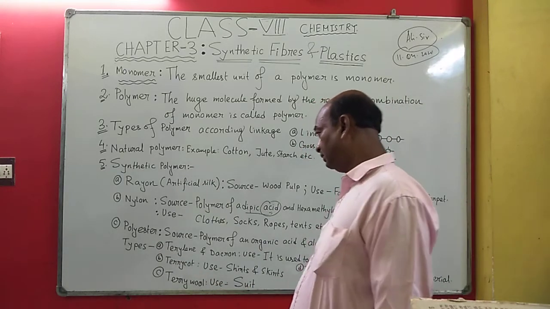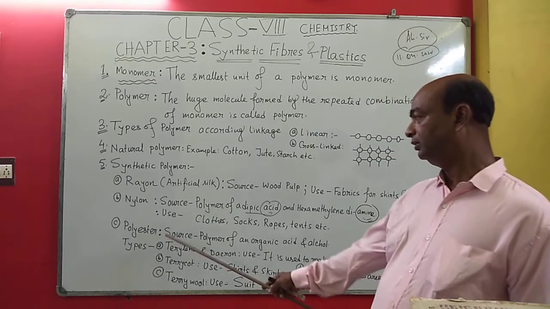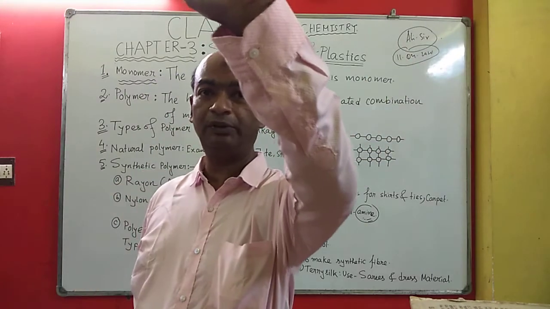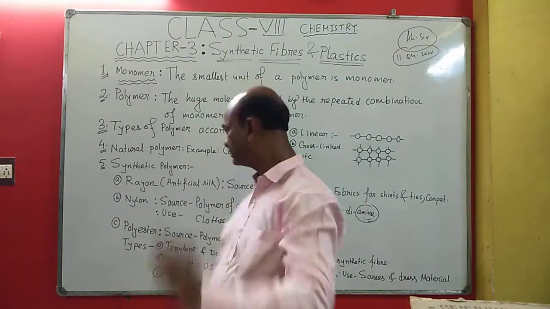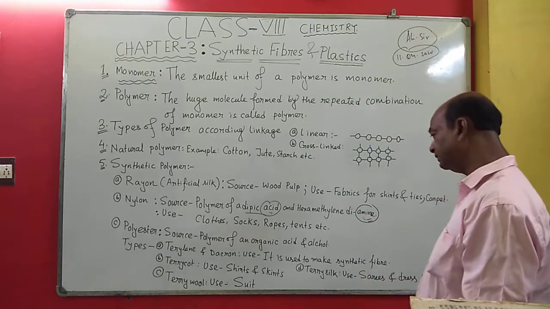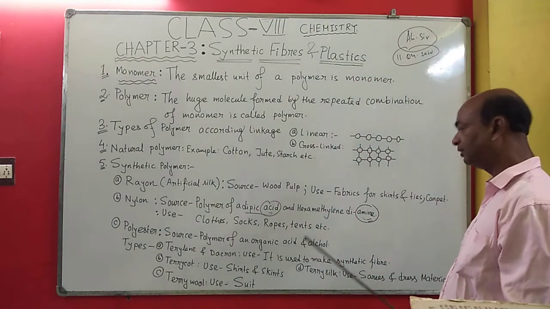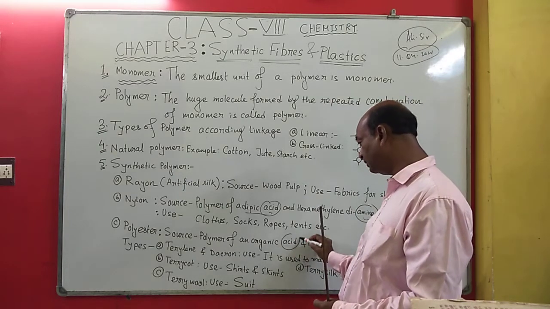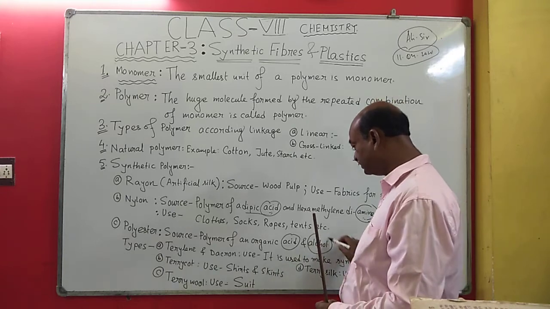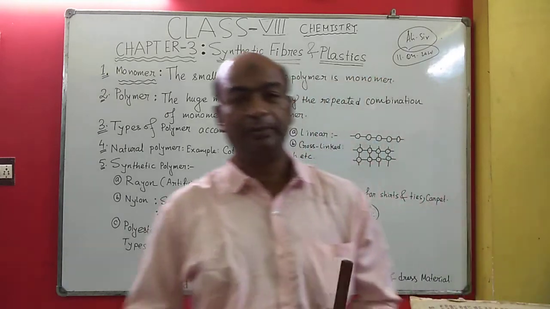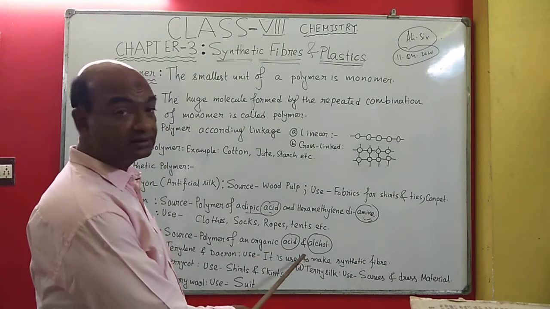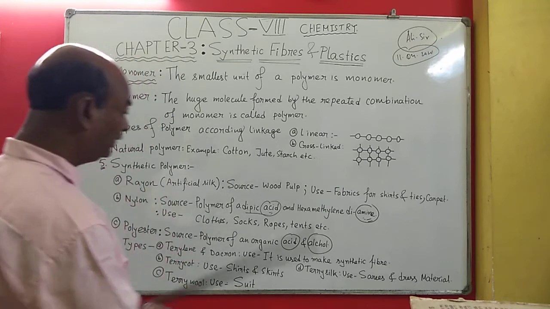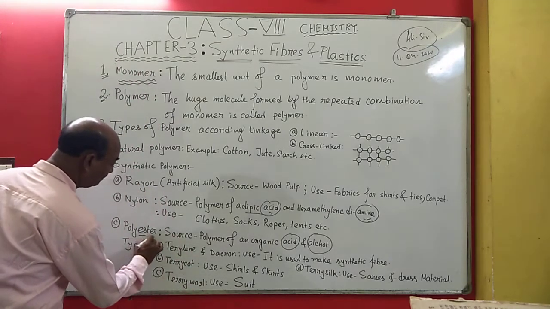Then polyester, another example. I have already mentioned that I am standing here with a shirt made of polyester. What is ester? Esters are formed by the chemical reaction of acid and alcohol. So when acid and alcohol combine together, we get a compound that is known as ester.